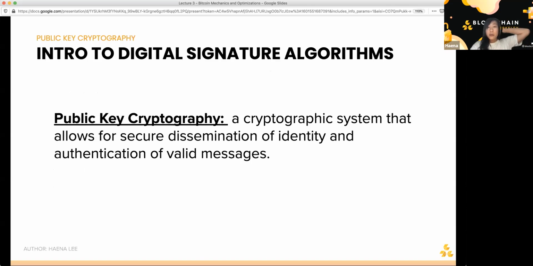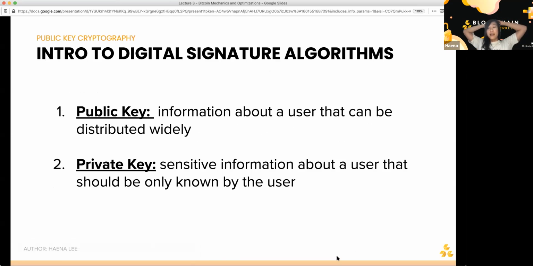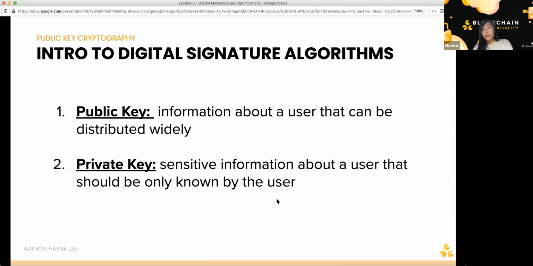All right, and Bitcoin goes about doing this by implementing public key cryptography. The general definition of public key cryptography is that it's a cryptographic system that allows for the secure dissemination of identity and the authentication of valid messages. There are two pieces of information that form the cornerstone of public key cryptography, and that is the private key and the public key. The first information that I have on the slide here is the public key, but I'll be discussing the private key first. I think it'll be more logical that way.